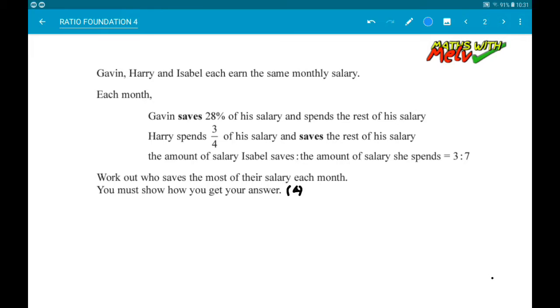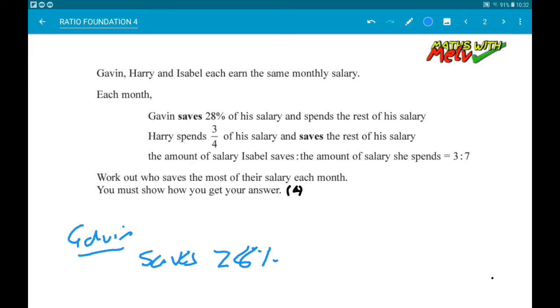Okay, so the information is given to us in 3 different forms: percentage, ratio and fraction. So ideally we need to turn each one into the same form. Now probably the easiest is to go percentage. So we know Kevin saves 28%. Now given that we're asked who saves the most, we don't care about how much he spends.